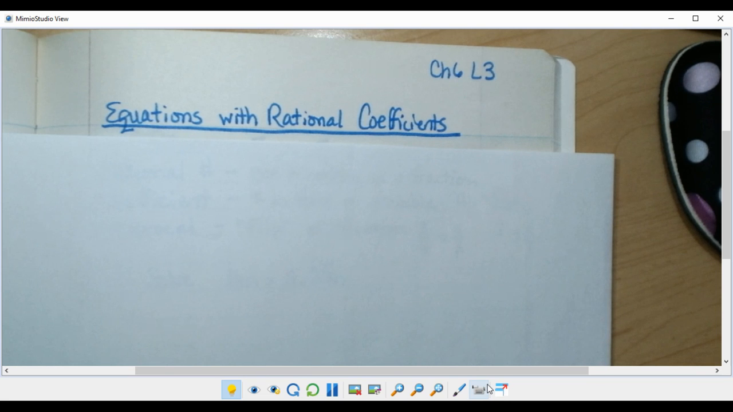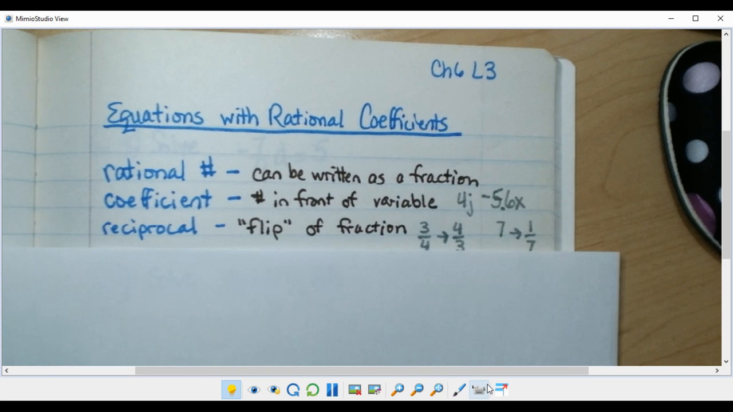All right, so I've got 3 main words here that I want to talk about. A rational number is a number that can be written as a fraction. For the most part, it's negatives and positives and fractions and decimals. It's most of the numbers you know how to deal with. There are a few that you can work with so far in your studies of math that are not rational numbers, but most of the numbers that you know how to deal with fall into the rational number category.